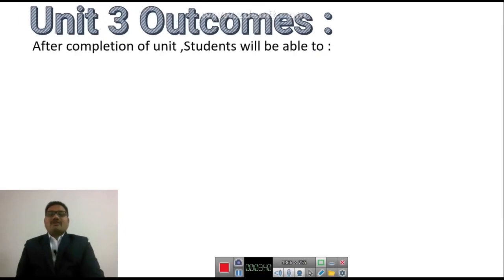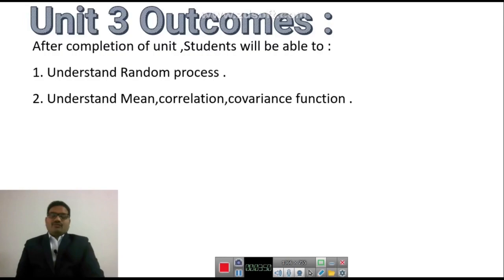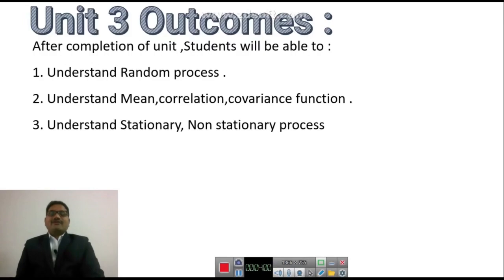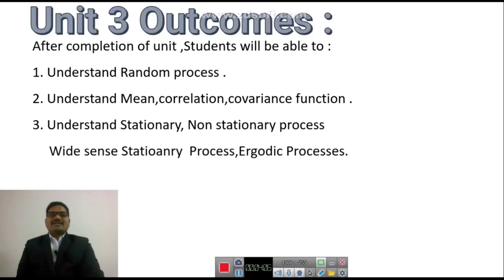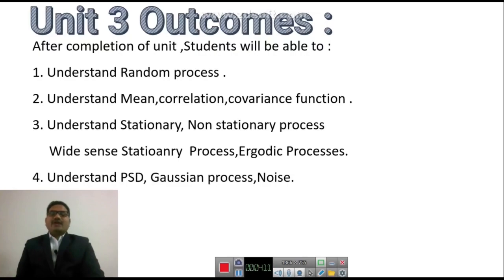The outcomes of this unit: after completion of this unit, students will be able to understand what a random process is, what is mean, correlation, covariance. These are all the statistical properties of random processes. Then they would understand the types of random processes, that is stationary, non-stationary process, wide sense stationary process, ergodic process. Then they would understand what is power spectral density, Gaussian process and noise.